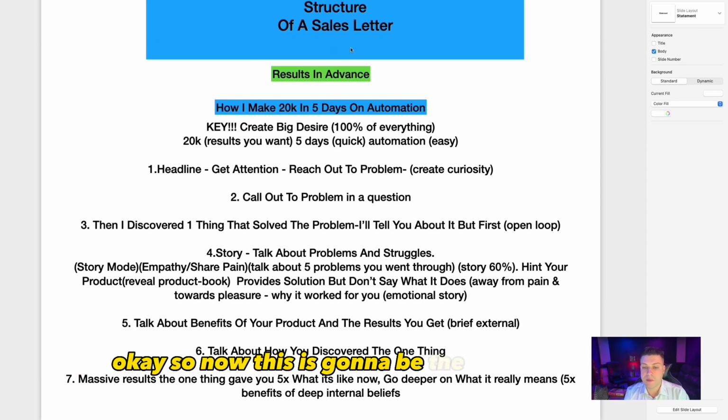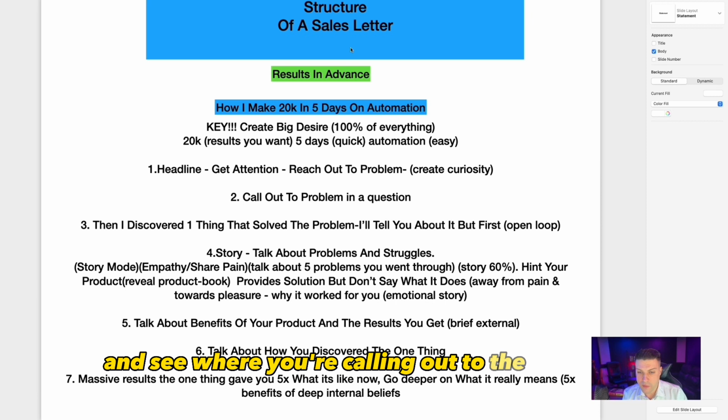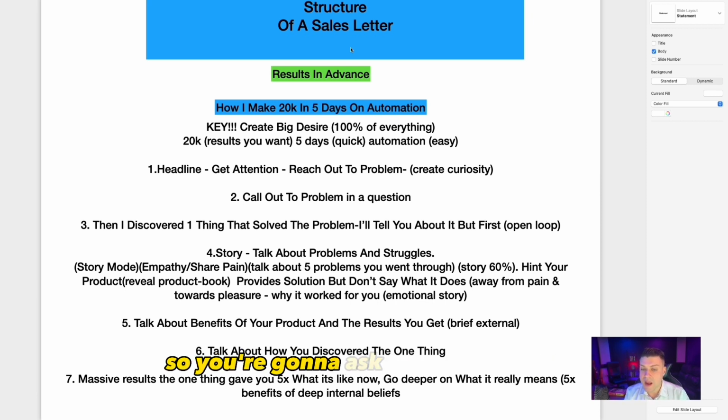Okay, so now this is going to be the part of the ad. Number 2 is where the ad starts. So after they see the headline, they're going to go down to the second part and see where you're calling out the problem in a question. So you're going to ask them a question, and it's going to be the pain, or their problem. If it's money, like this ad's kind of about money, you could say, hey, are you having trouble with making your ads work?